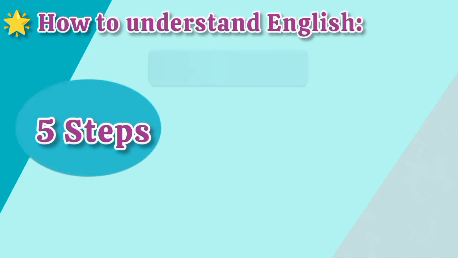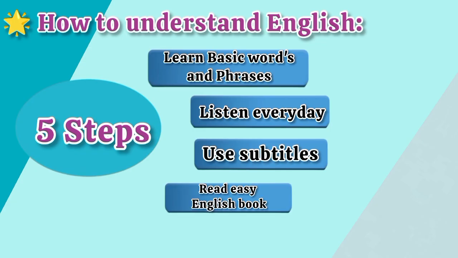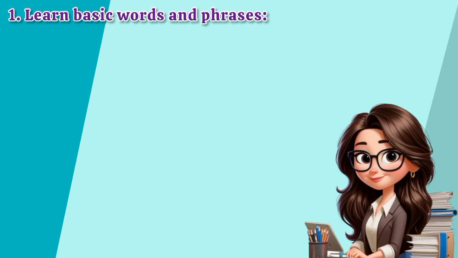How to understand English: 5 steps. Learn basic words and phrases. Listen every day. Use subtitles. Read easy English books. Practice speaking. Step one: learn basic words and phrases.